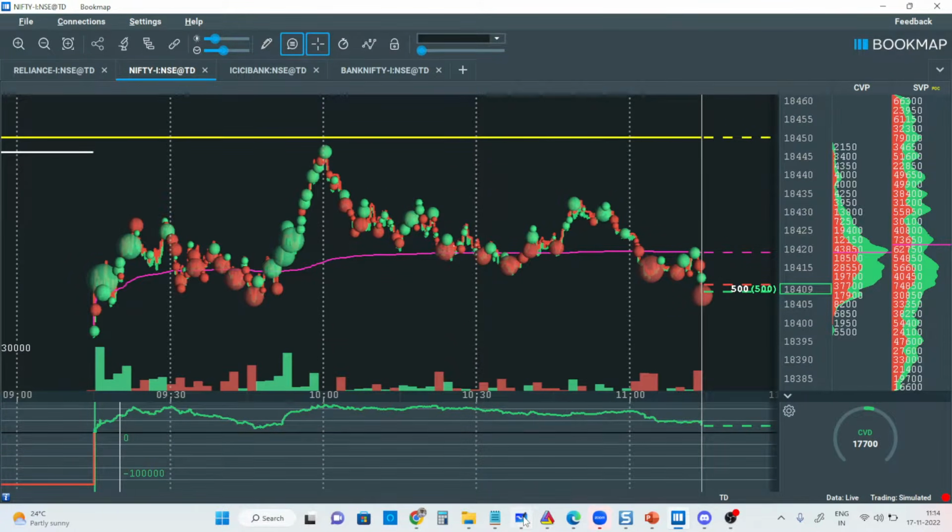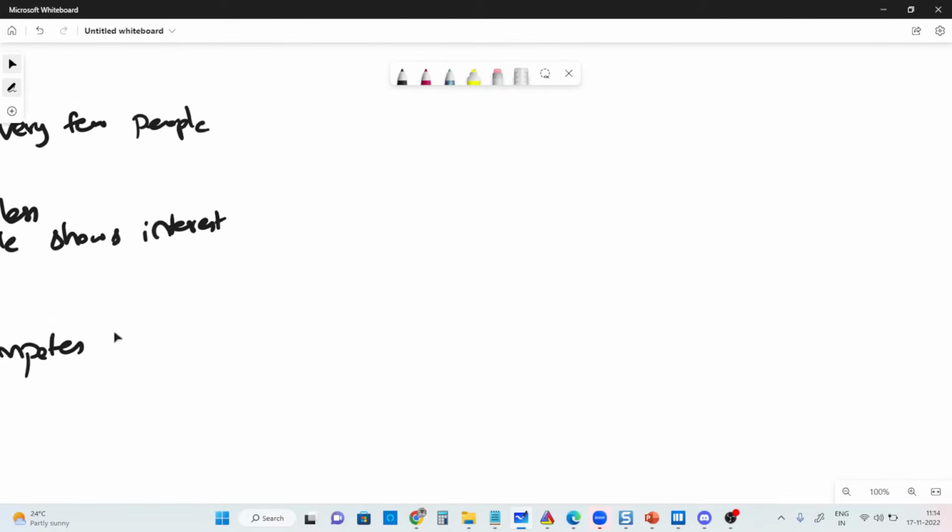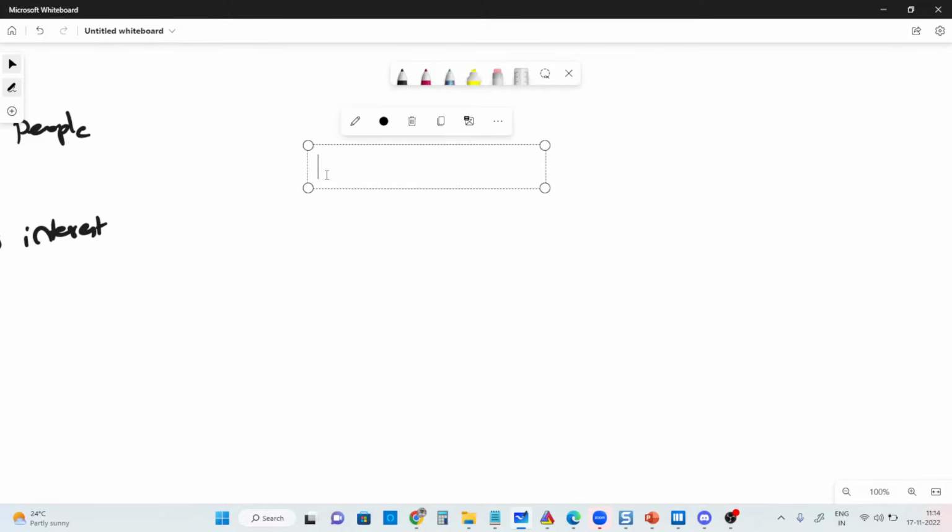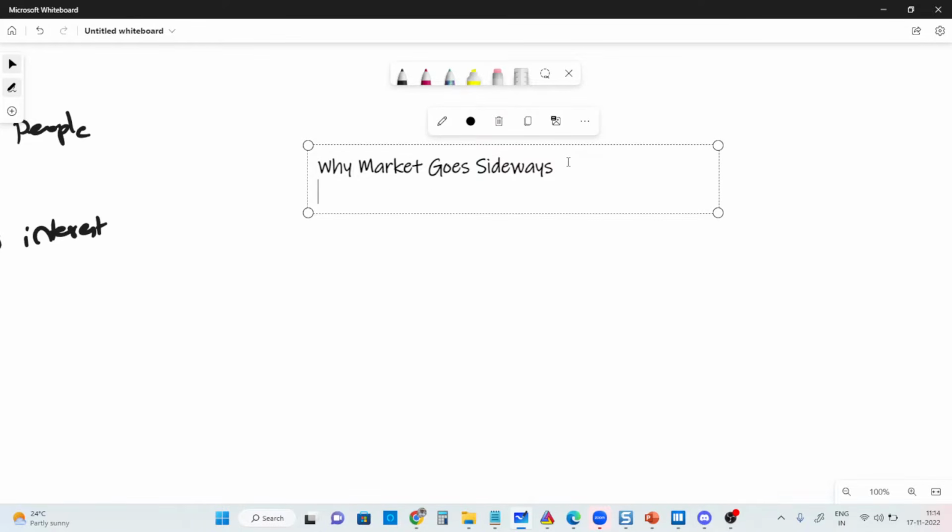Right. So let's try to summarize the reasons why the market goes sideways. Sometimes the major reason why the market goes sideways is liquidity. How many of you know this reason, liquidity? Because of the market makers. I'm going to talk about that. They're primarily responsible for a market going in a sideways fashion.